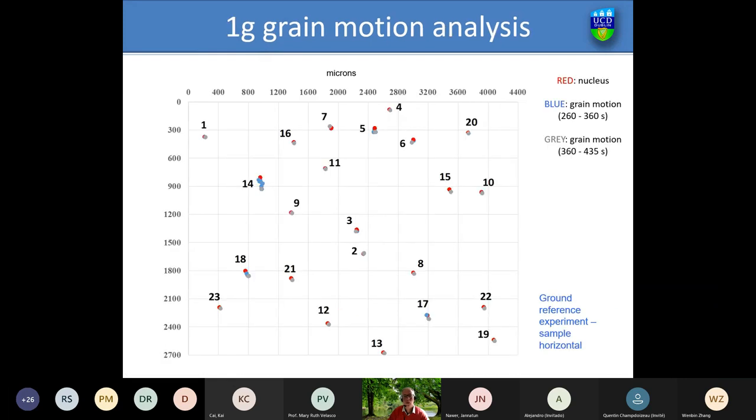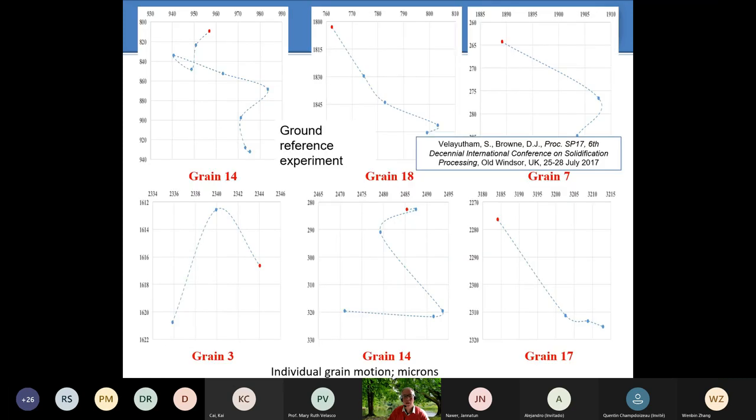So looking at the 1G situation, we looked in detail at the trajectory of the center of these grains, and we could see how they moved. So they were more mobile on Earth than in microgravity.